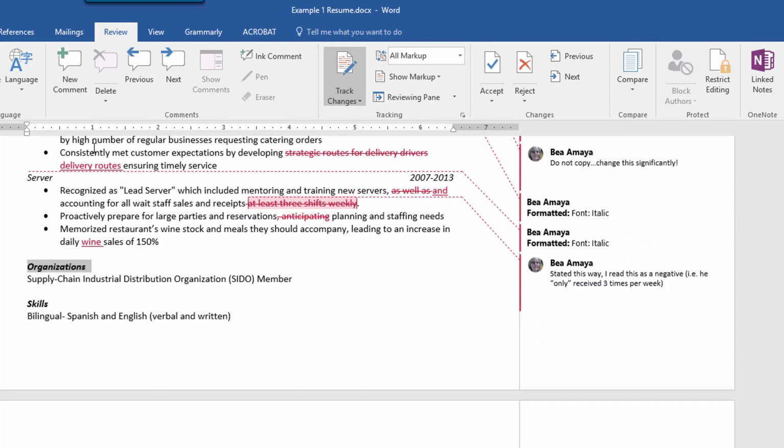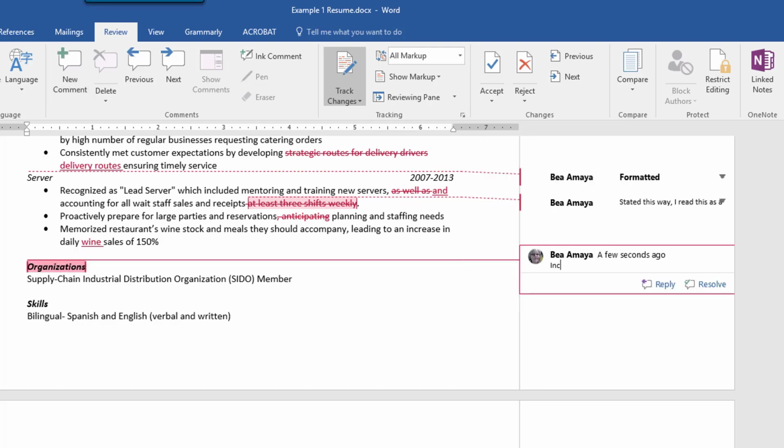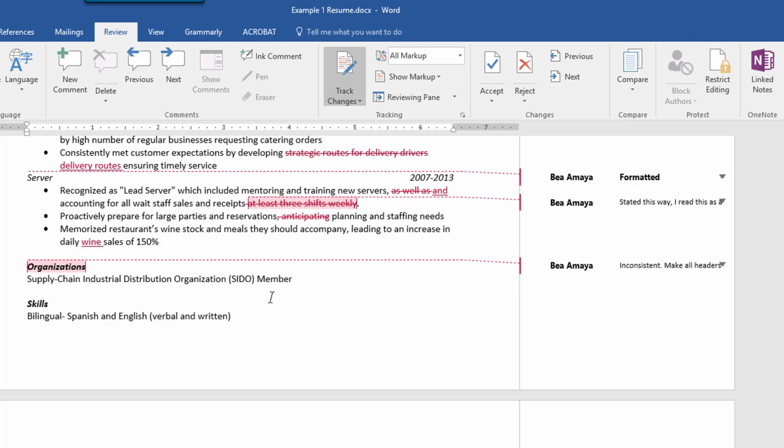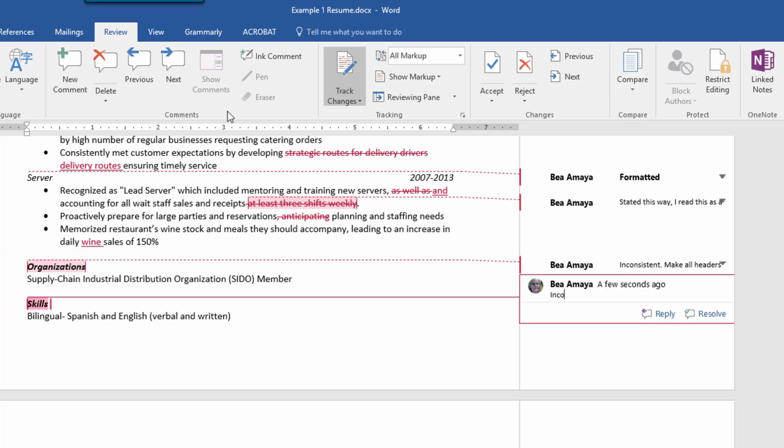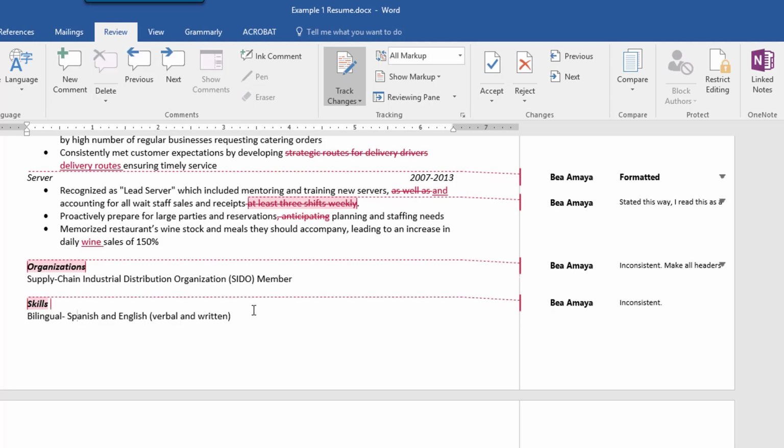Okay, now we get down to organizations and skills, and they don't match the other headers. These are bold, but they're also italicized. Inconsistent. Make all headers match. All right, supply chain, industrial distribution, organization. Excellent. That's an excellent item to put on here. Skills, again, inconsistent. Bilingual, Spanish and English. I don't know what that little dash is. I would get rid of it.